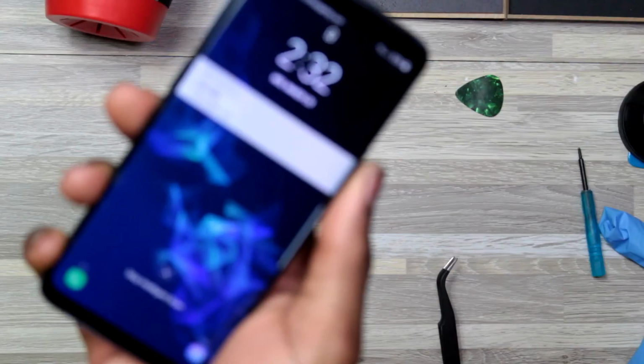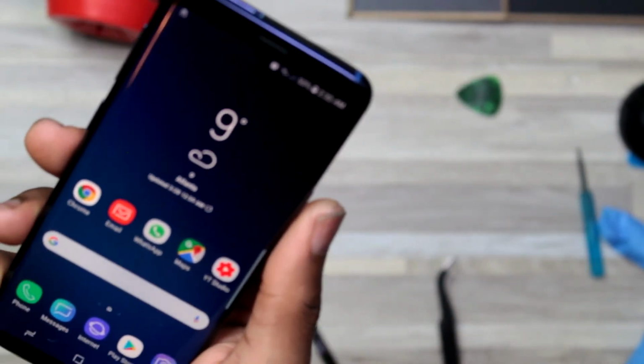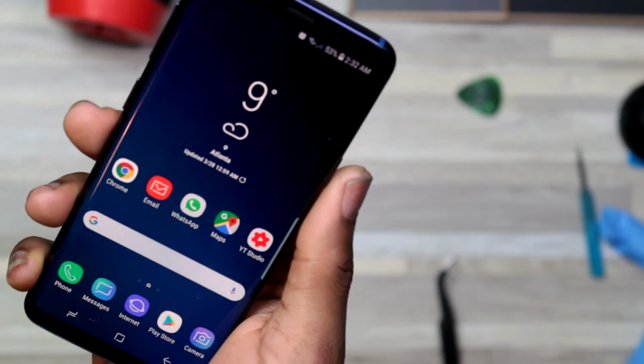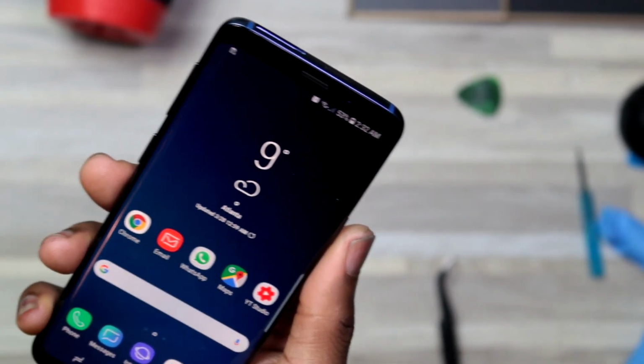I'm going to try the fingerprint. Sorry, it's working now. I was right saying that I needed to restart the phone in order for the phone to account for the fingerprint sensor being connected.